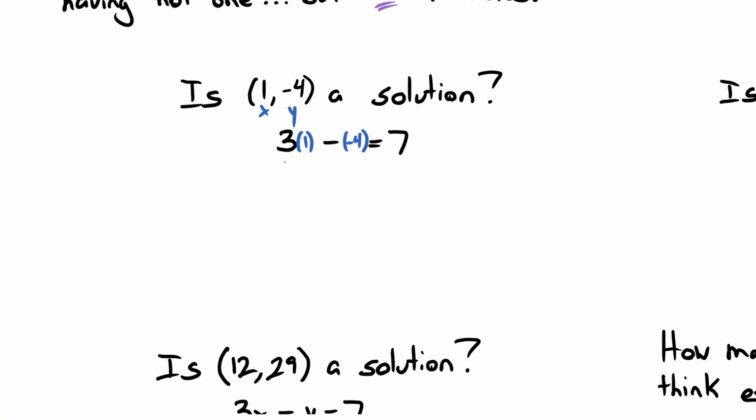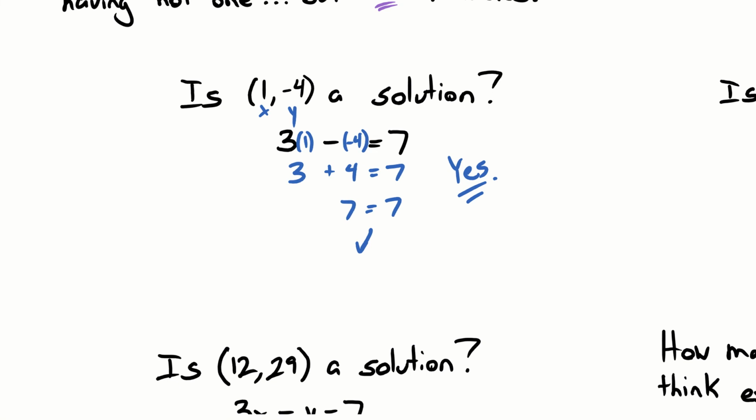Let's see if this is a true statement. We know 3 times 1 is 3, and minus negative 4, that's saying plus 4, equals 7. And 3 plus 4, yeah, 7 does equal 7. So yes, is (1, -4) a solution? It absolutely is. The reason for that is it made it into the equation, and it made a true statement. So that's one solution to that equation.